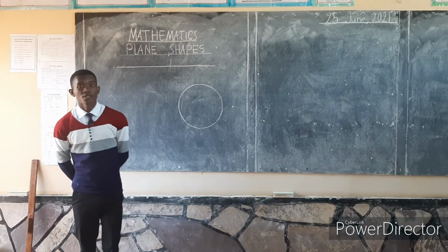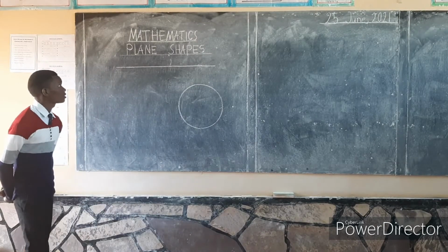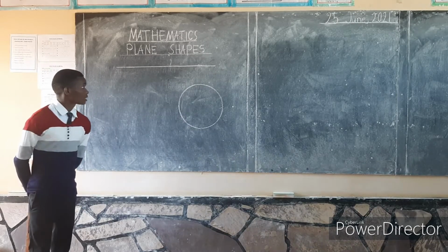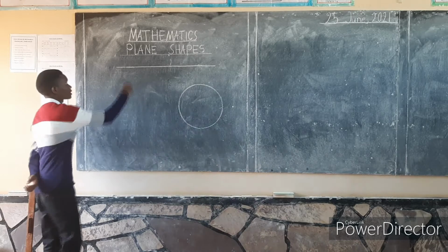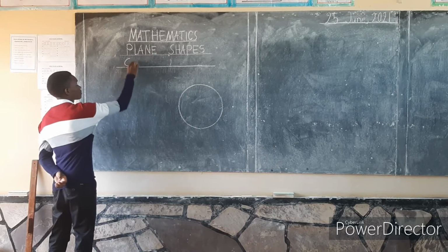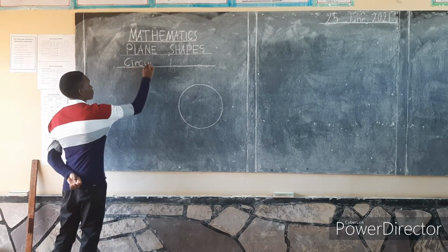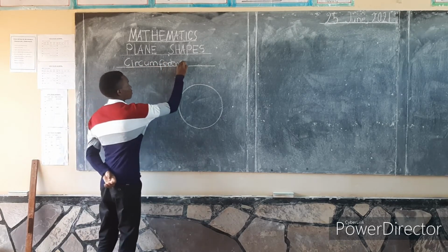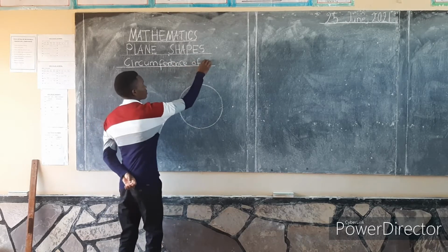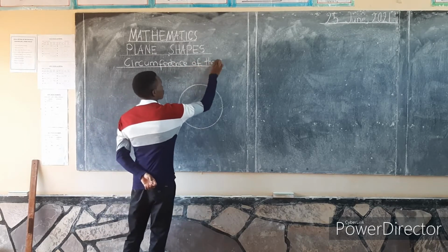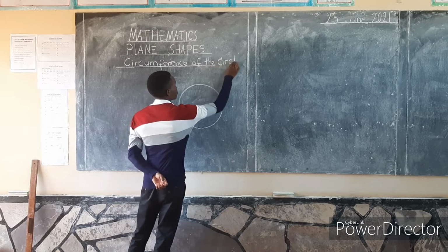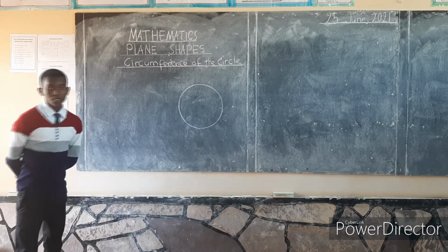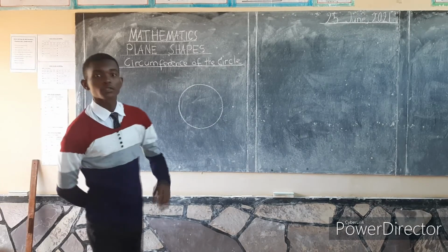So today in mathematics, we are still looking at plane shapes. Under plane shapes, today's lesson we are going to look at the circumference of the circle. But before that, I want us to revise the elements of the circle.